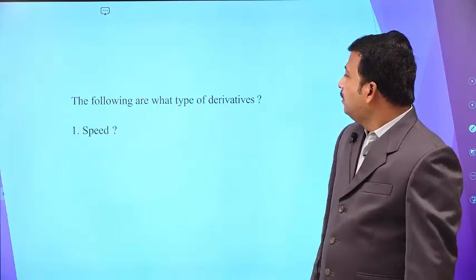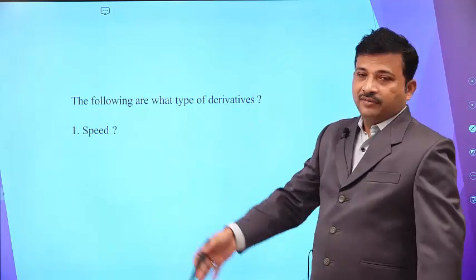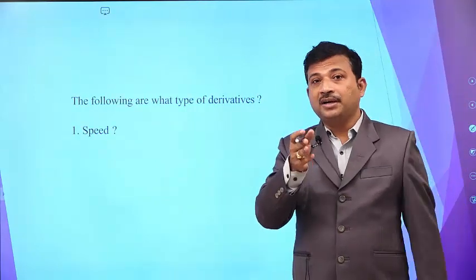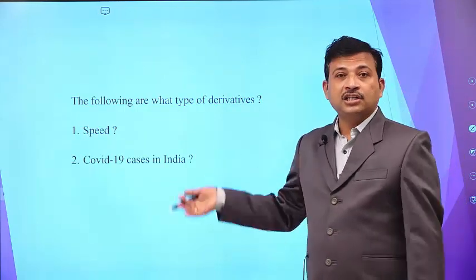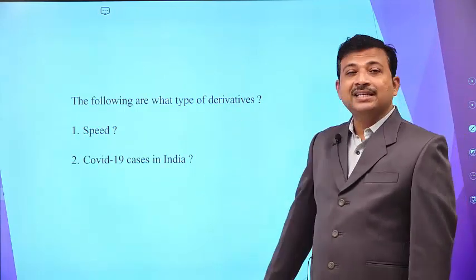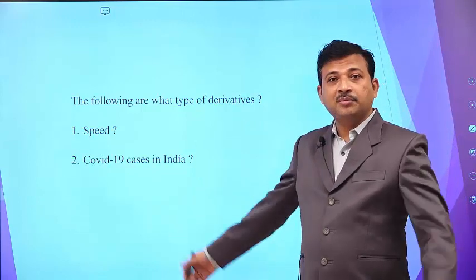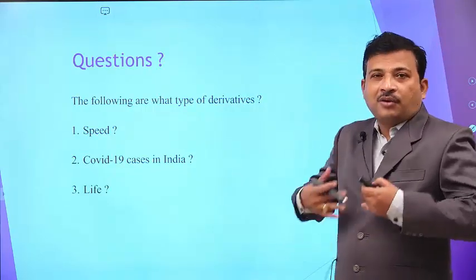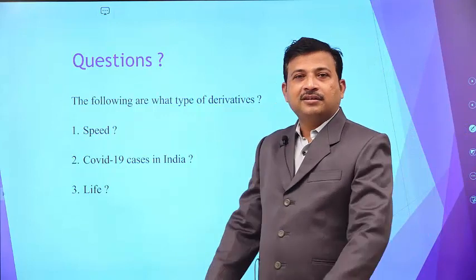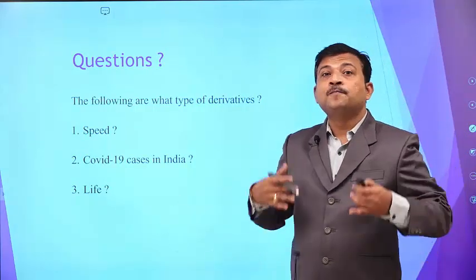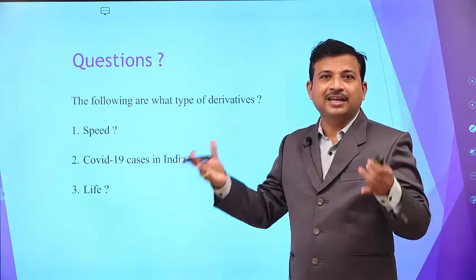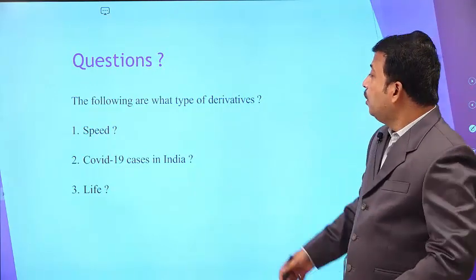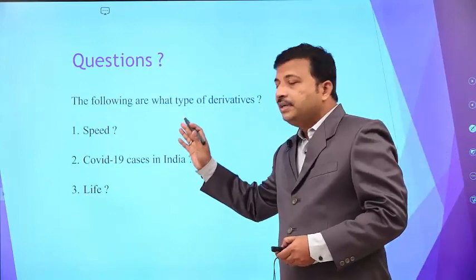So now, the following are what type of derivatives? You just think of it, give me the comments, we'll be in touch. So speed, what type of derivative? Partial, ordinary, or total? COVID-19 cases in India increasing day by day, what type of derivative is this? Life, our life is also a differentiation, right? It is also a partial derivative with different parameters, including time, right? Environment, different parameters. So what type of derivatives are there?